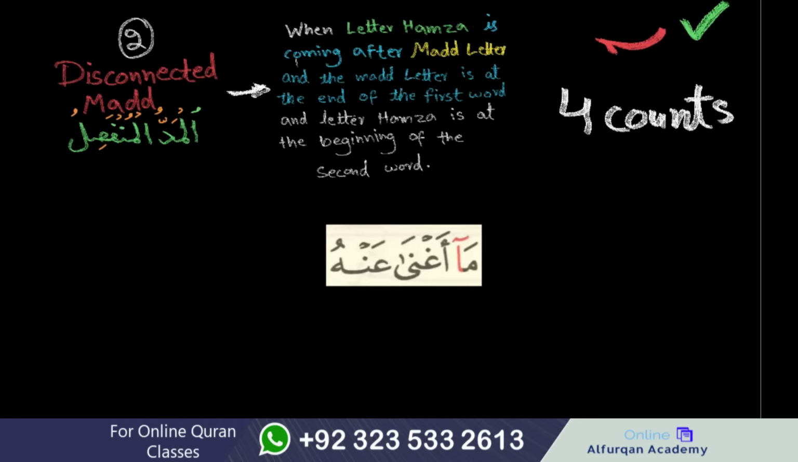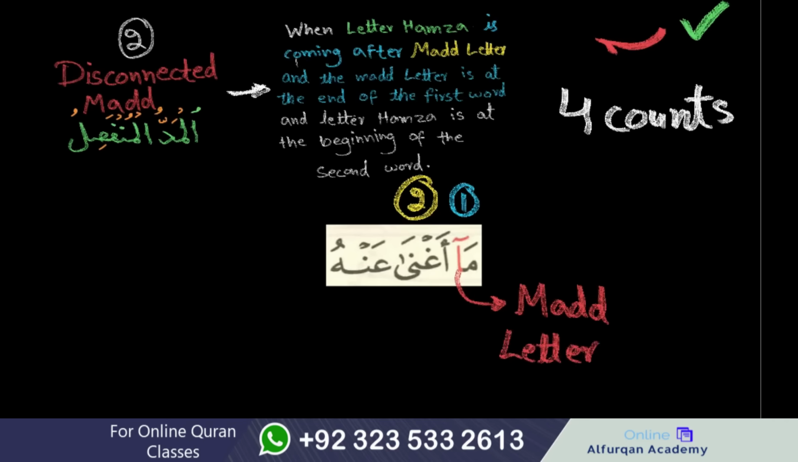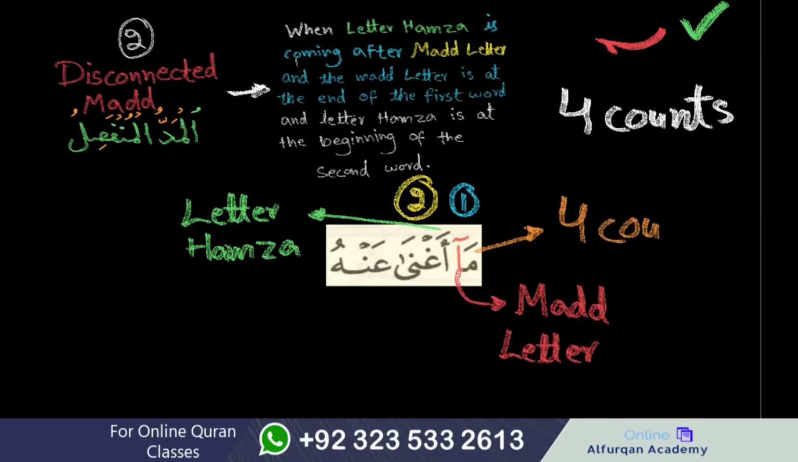Here we have the first example. In this example, the first word is ma, and the second word is aghna. And here you can see the first word is ending on a mad letter, because letter Alif is a mad letter, and the next word is starting with letter Hamza, and that is aghna, which means we are going to make the ma sound for 4 counts. We are going to pronounce it like ma aghna anhu.